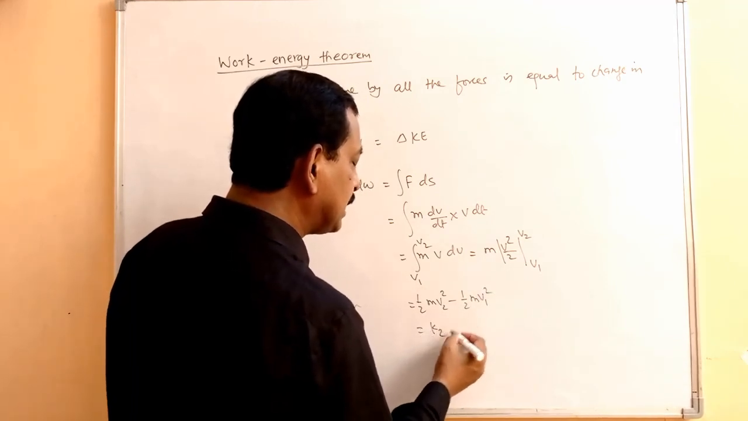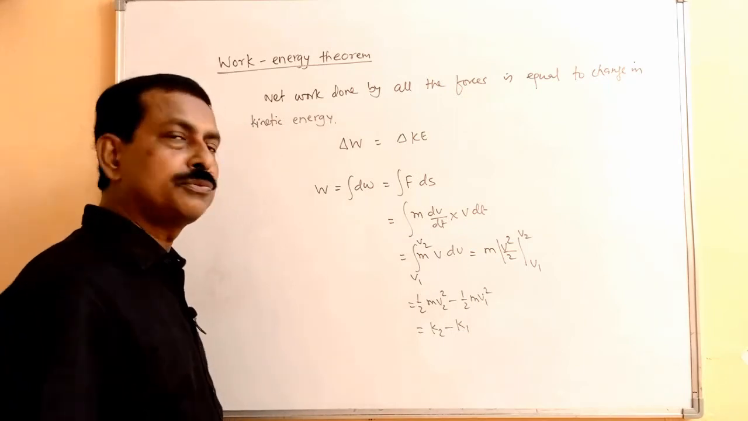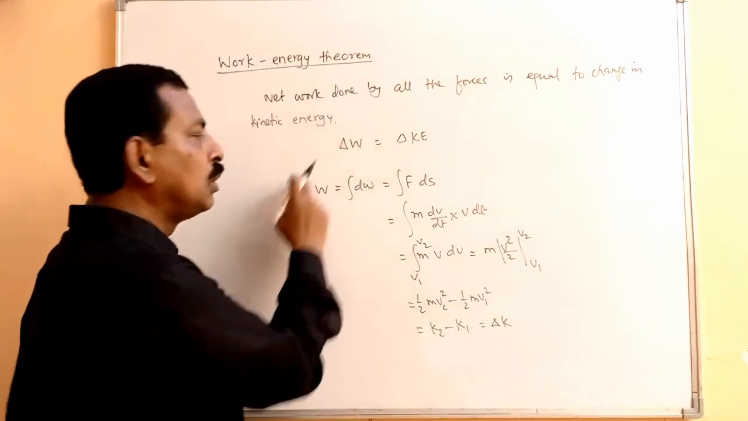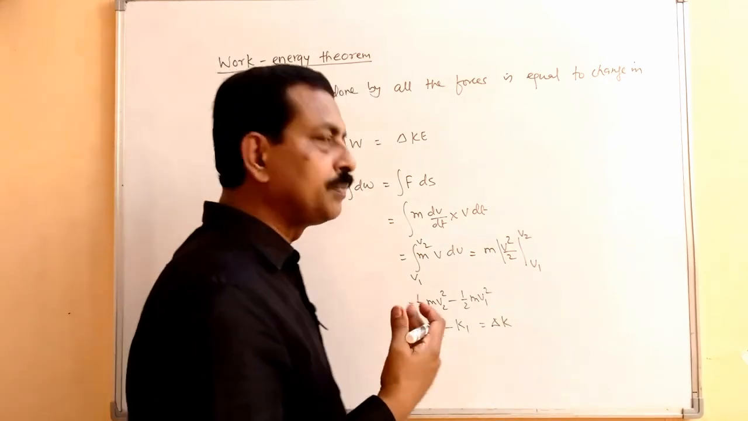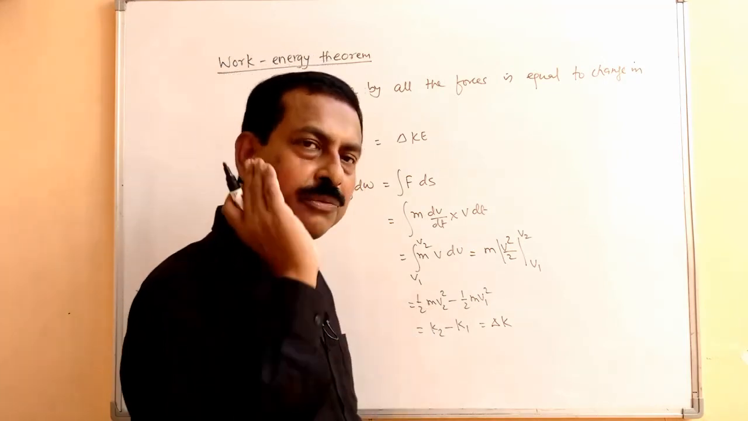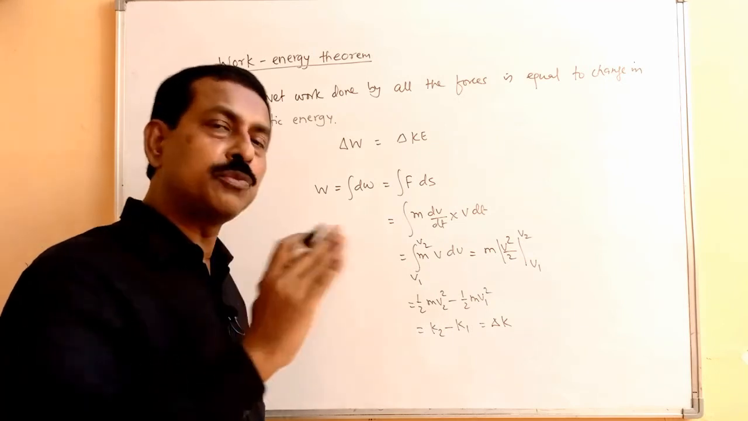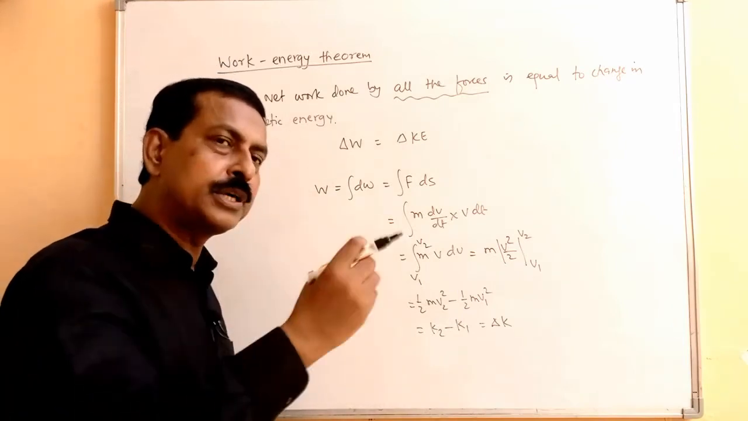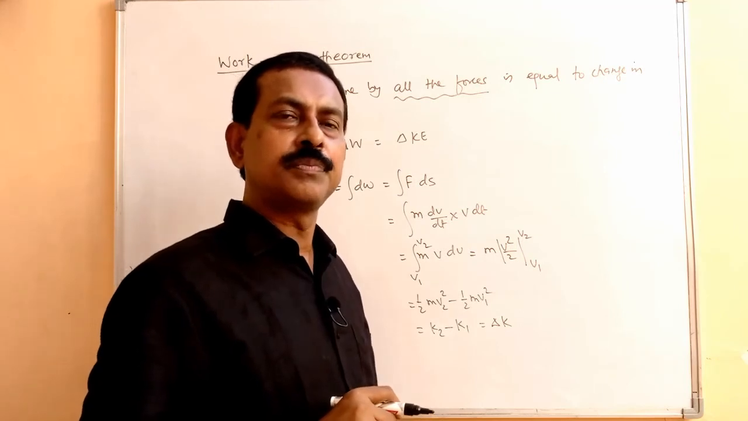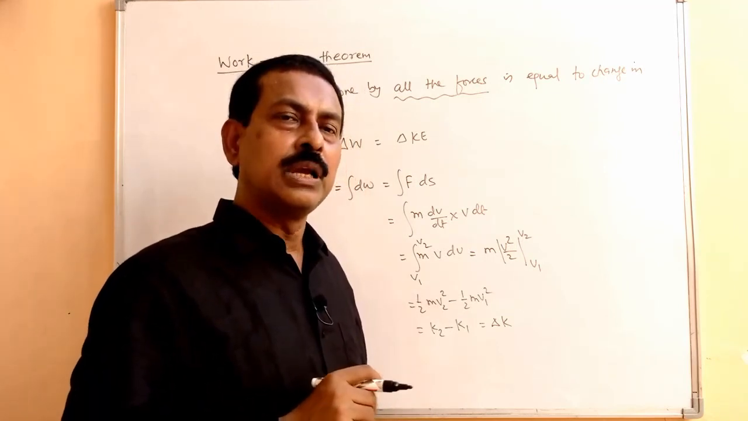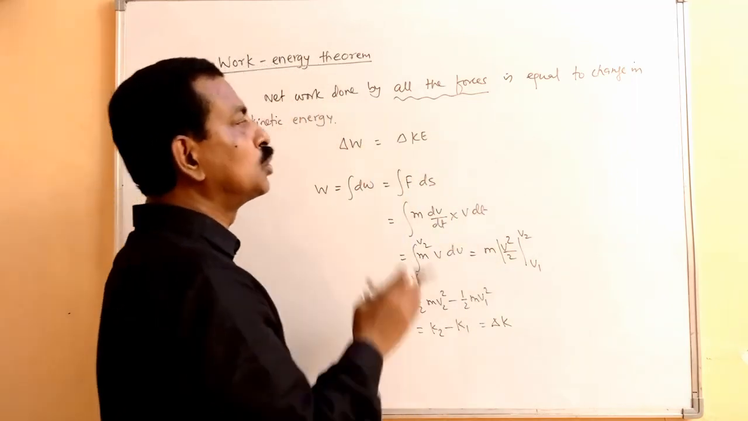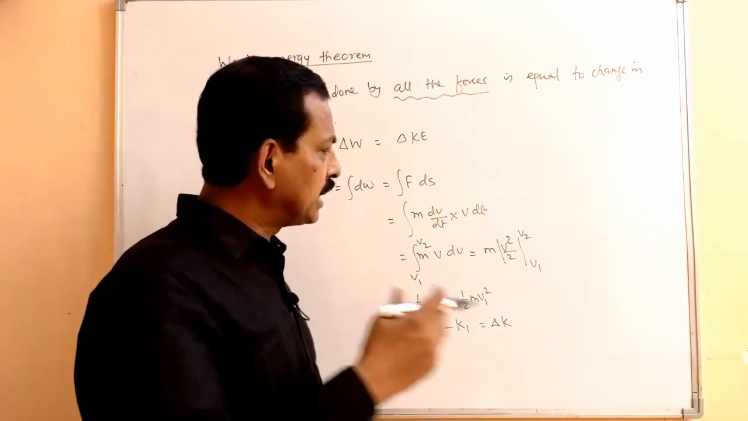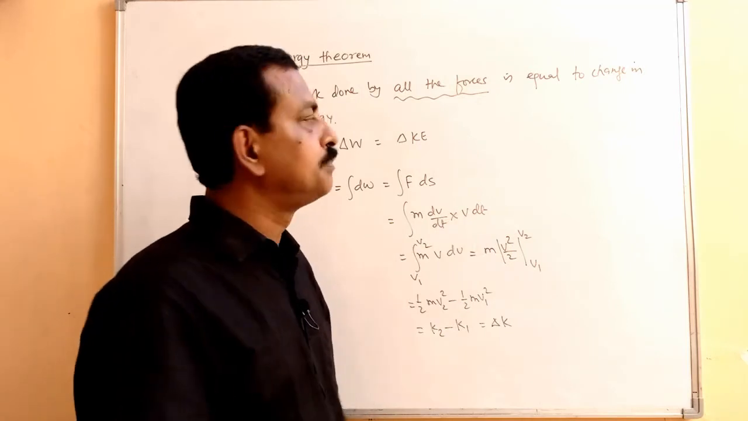And what is this one? This is the kinetic energy in the second position. This is the kinetic energy in the first position. That means this is basically your change in kinetic energy, and this is your work done. So this is basically your work energy theorem. Whatever is the total work done by all the forces, when we say all the forces, that means you take the different forces acting on the system there, all the different forces. If you consider that, definitely you will get that the total work done will be equal to only the change in kinetic energy. You can get many numericals based on that and you can solve them.